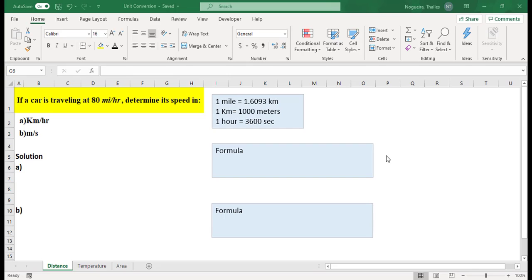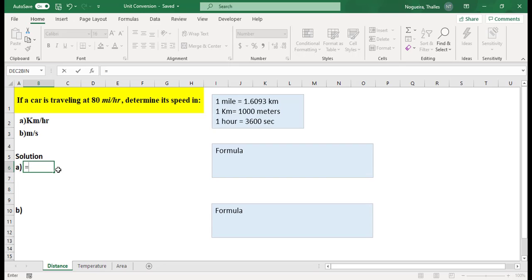In this problem we have a car traveling at 80 miles per hour, and we need to find that velocity in kilometers per hour and also in meters per second. The first thing you need to know is the difference between miles and kilometers. This is a number that we need to memorize, since we have conversions between miles and kilometers all the time. So we can start here by plugging in our number, which is 80.